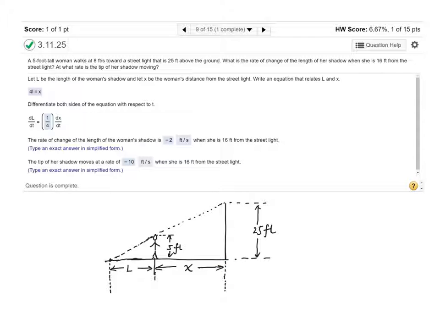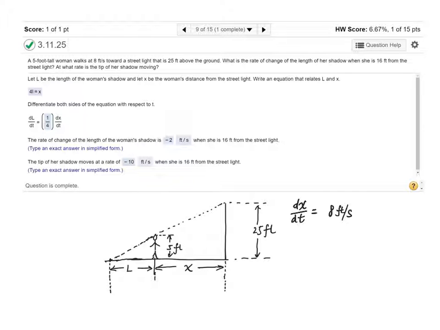Now the first thing that we need to do is to write an equation that relates L and X. By the way, we should interpret all the information given here. We do know there's 8 feet per second. That's the rate the woman walks towards the street light. So I'm going to write this using the symbols that we have. So that means dx/dt equals 8 feet per second.